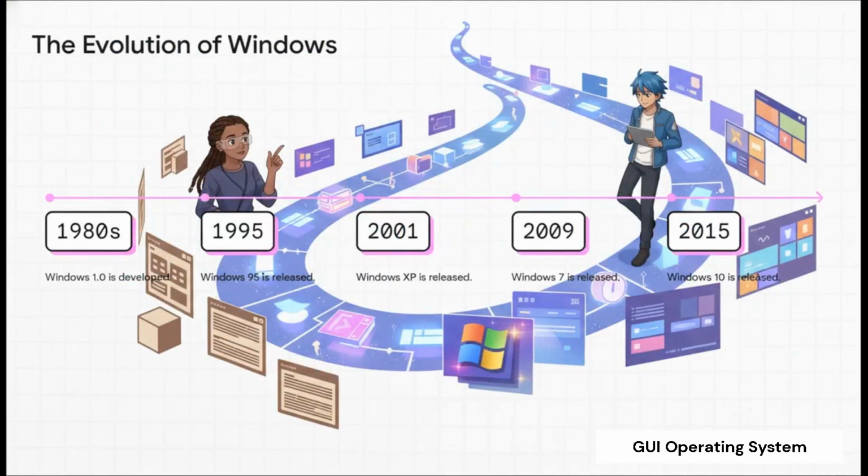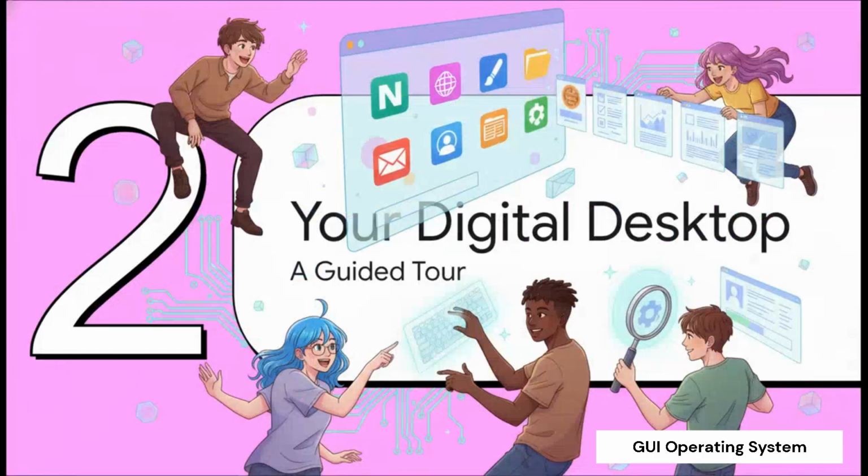And you can really see that idea evolving right here on this timeline. Just look at the journey of Microsoft Windows. You can see it go from these basic, kind of clunky boxes back in the 80s to the sleek, intuitive designs of Windows 7 and 10. Every single version got a little easier, a little friendlier. Okay, that's enough history for now. Let's bring this into the here and now and talk about the screen you probably look at every single day. Let's take a little tour of your digital desktop.